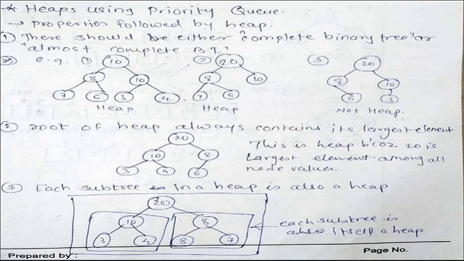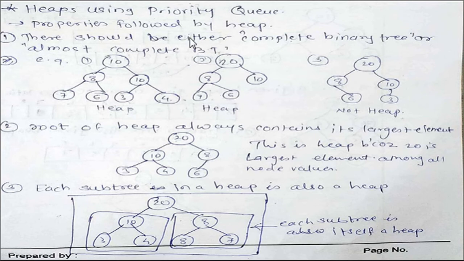Next are the properties that are to be followed by the heap. We are going to see these properties one by one. First, there should be either a complete binary tree or an almost complete binary tree, which we have already discussed. This is a complete binary tree, so it can be a heap.